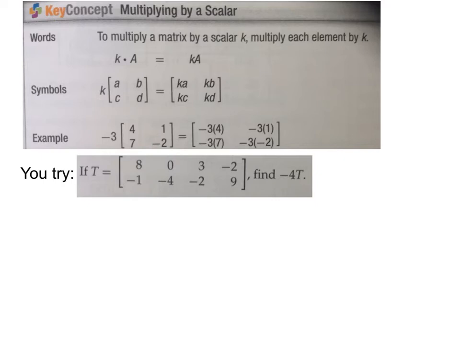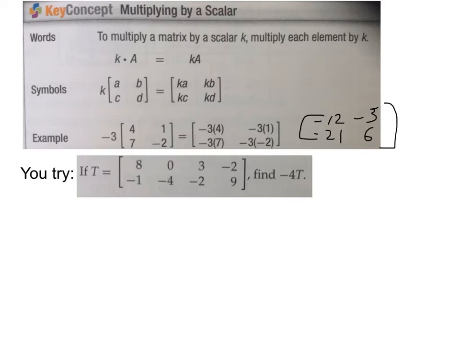So you would get negative 3 times 4, that's negative 12. Negative 3 times 1 is negative 3. Negative 3 times 7 is negative 21, and negative 3 times negative 2 is positive 6. Okay, so there's our matrix there.